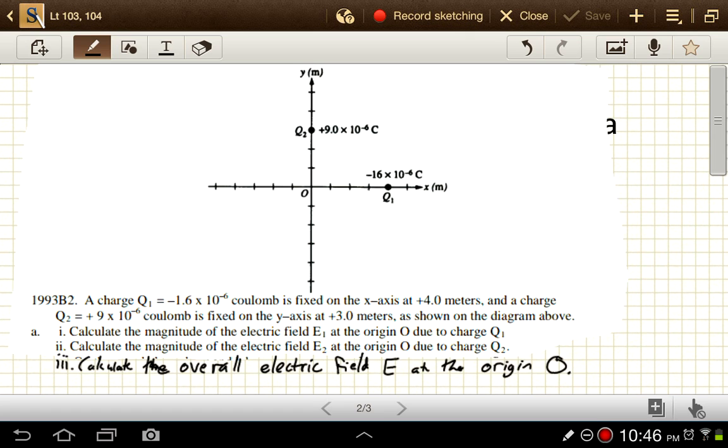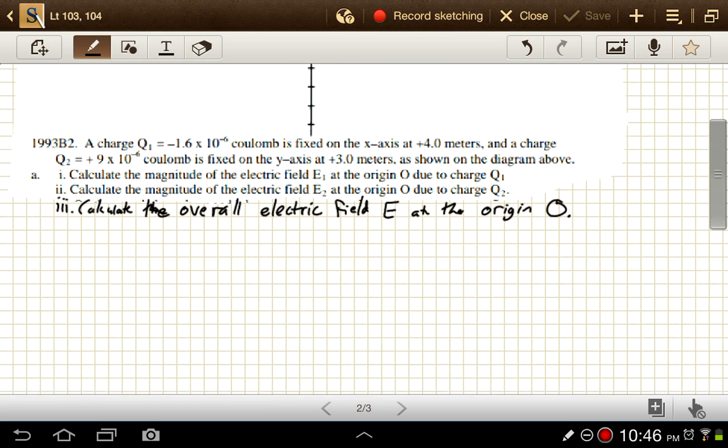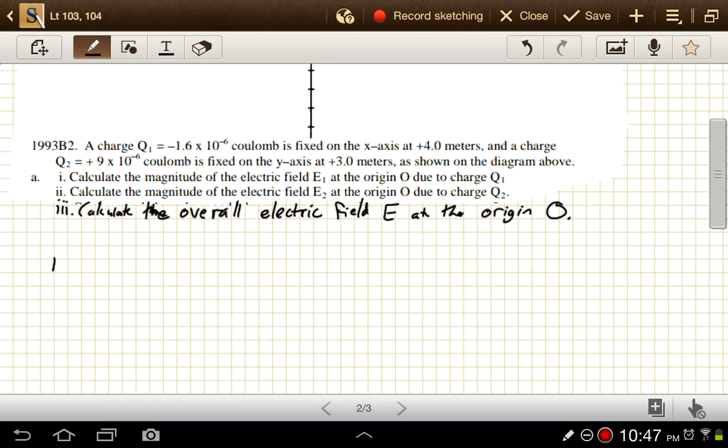So the idea here is that we have this arrangement where we have two charges that are just shown on the axes here so we can tell where they are. And we're asked to find the electric field at the origin caused by the first charge and the field caused by the second charge, and then the overall electric field at that location. So, to do that, we have the equation for the electric field of a point charge is equal to 1 over 4 pi epsilon naught times q over r squared.